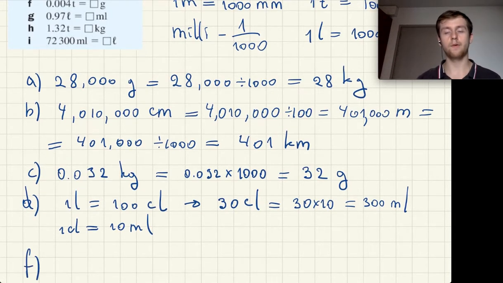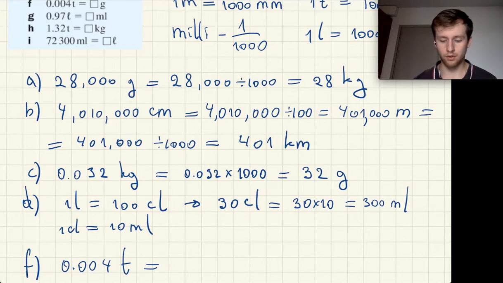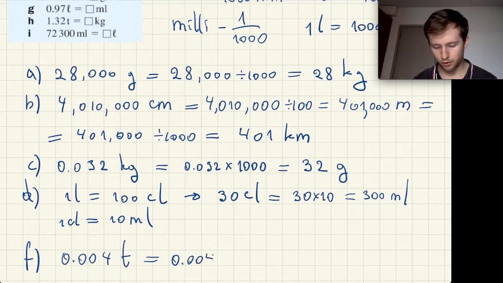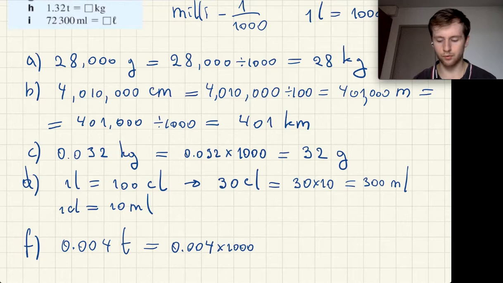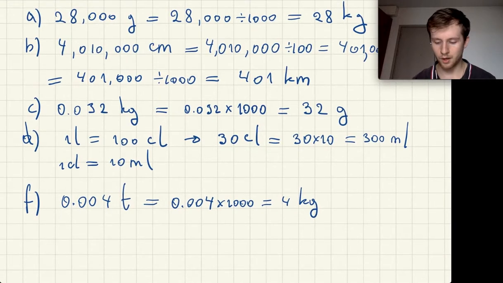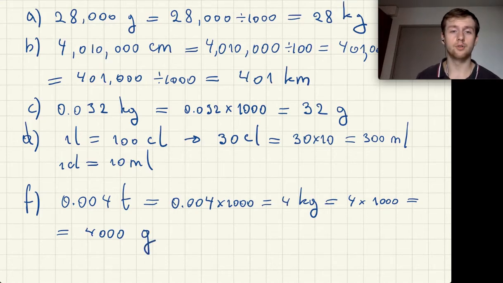Next one, we have tons. We have to convert tons to grams. Again, we have to do the double conversion here. So 0.004 tons. Let's convert it to kilograms. This is something we know how to do. 0.004 times 1,000 would be equal to 4 kilograms. And now we have to convert the kilograms to grams. So 4 times 1,000 would be equal to 4,000 grams altogether.